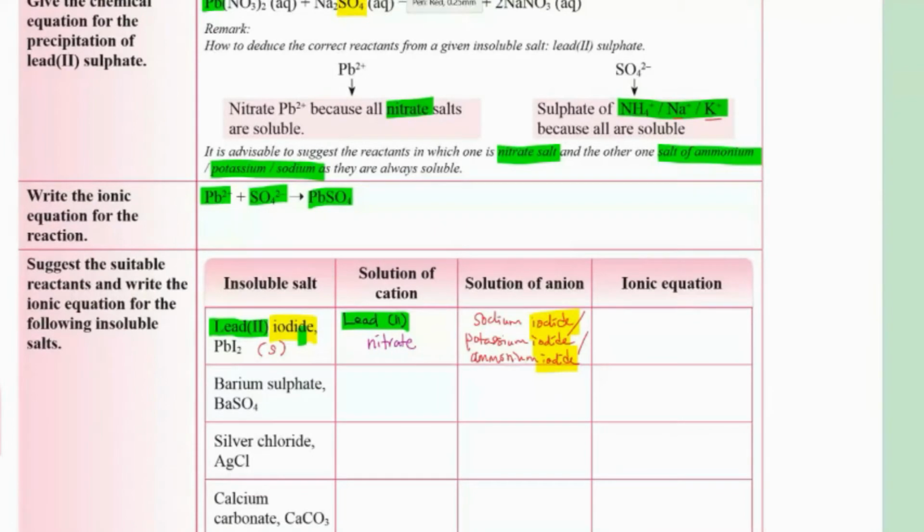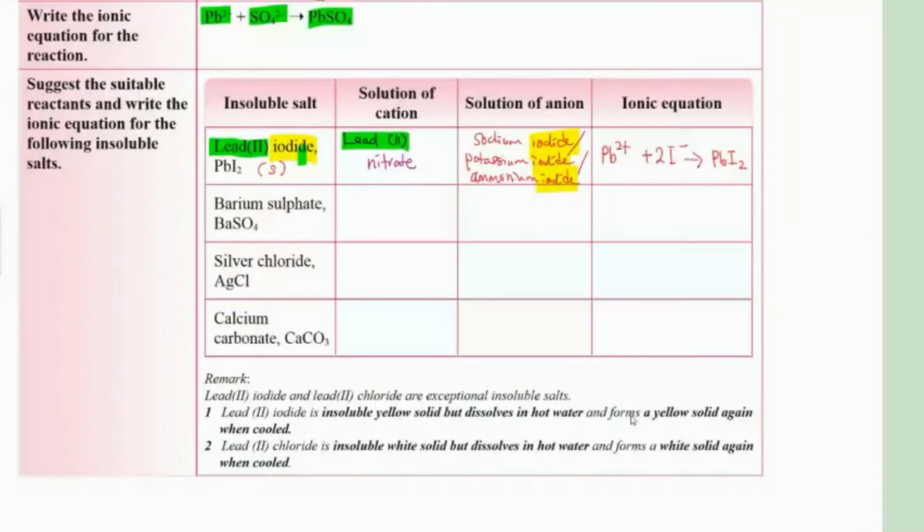Okay. Then, how about the ionic equation? You want to form the lead 2 iodide, right? So, what ions? Lead 2 ions and iodide ions. Okay. So, this is an ionic equation. We try another one.